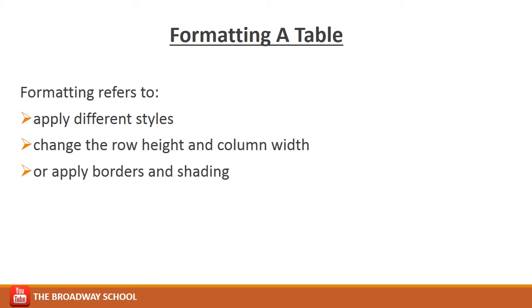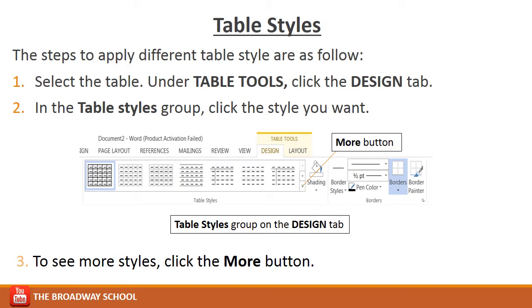Actually, formatting refers to applying different styles to a table, changing the row height and column width, or applying borders and shading to a table. Table styles. The steps to apply different table styles are as follows. First of all, select the table. Under Table Tools, click the Design tab. In the Table Styles group, click the style you want.